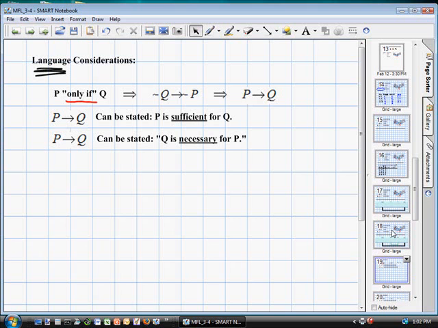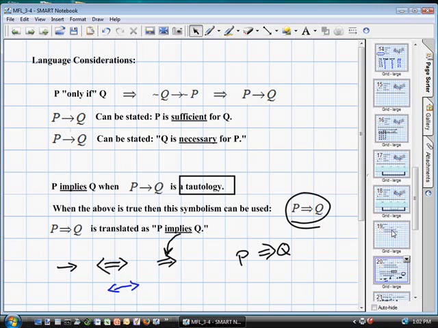So here's the way I remember it. Sufficient, same order. If P then Q, P is sufficient for Q. Necessary, opposite order. If P then Q, Q is necessary for P. Whatever memory aid you can come up with, please note that reversal on that last one. So there are 3 things for you to file away and study.